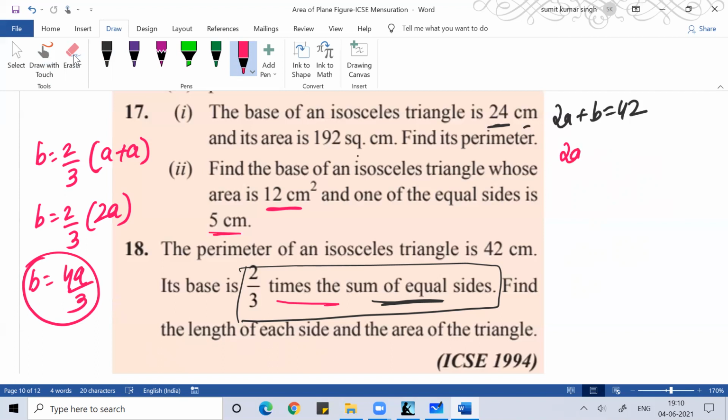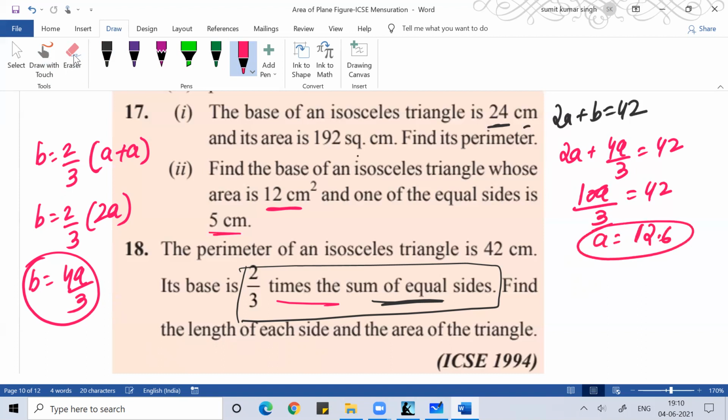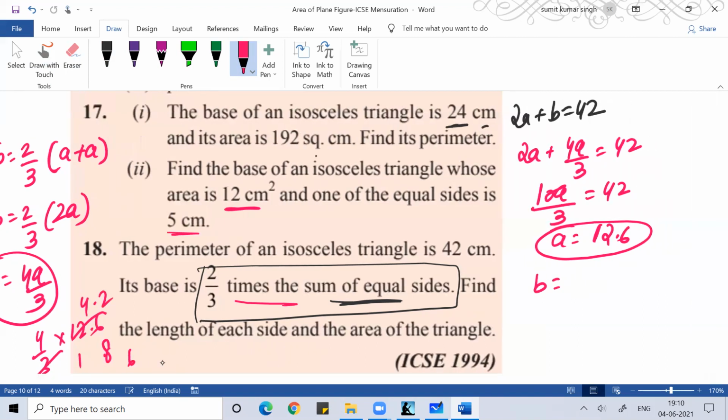So here write 4A by 3 is 42. So this is 10A by 3 is 42. So A is equal to 12.6. To get A is equal to 12.6, I'll get B. B is 4 by 3 into 12.6. This will be 4.2. This will be 16.8.